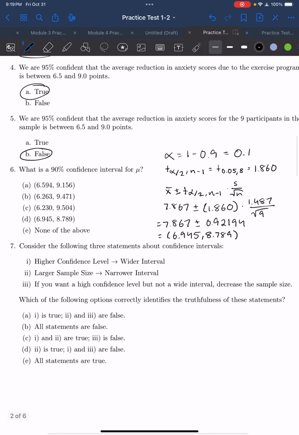And then we can look, 6.945 to 8.789. So that is our answer D over here. And so that would be our correct answer for calculating our confidence interval.